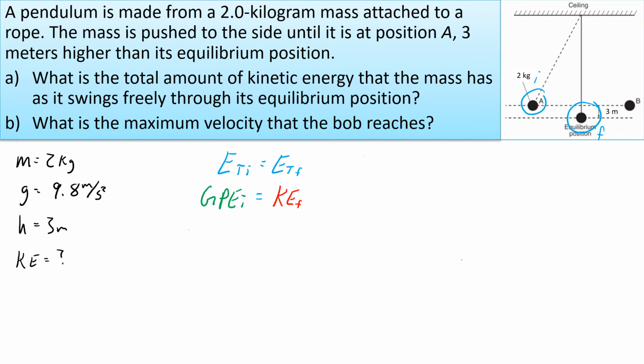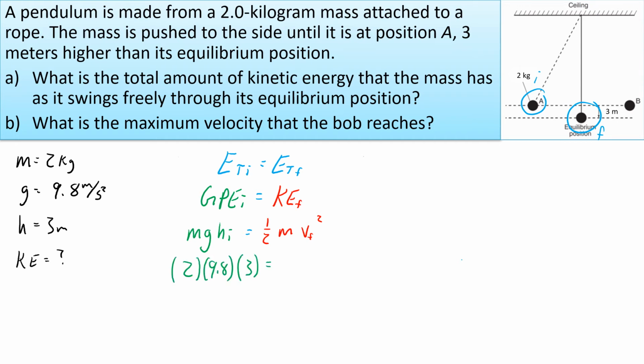Now we could do mgh, the initial height, is equal to 1/2 mv squared, the final velocity, because the initial velocity was 0 and the final height is 0. So that's what you're going to do. Then we're going to plug in the numbers.